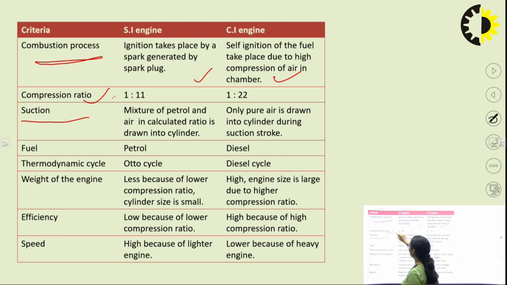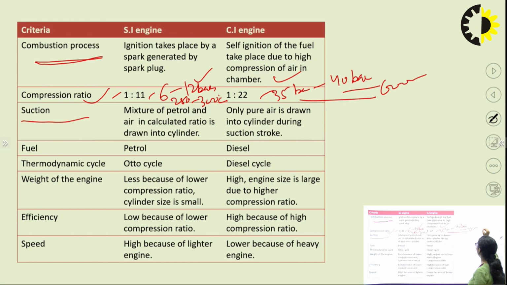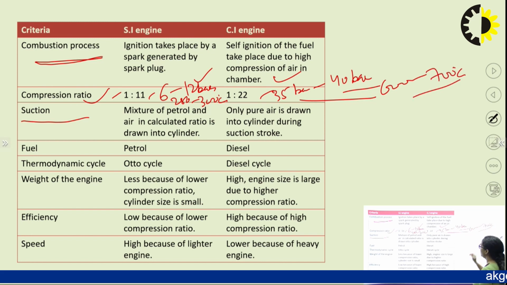Compression ratio is 1:11 in SI engine, in CI engine it is 1:22. Generally pressure falls 6 to 12 bar in case of SI engine, while in case of CI engine pressure goes up to 35 to 40 bar. And if I talk about the temperature, then in SI engine it goes 250 to 300 degrees Celsius, but in CI engine it goes up to 600 to 700 degrees Celsius.